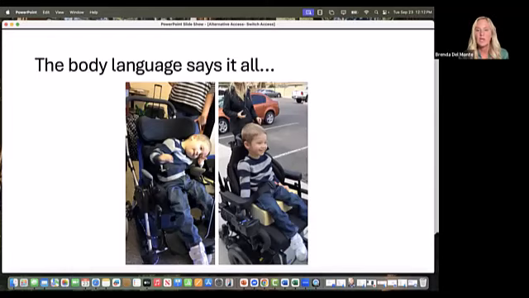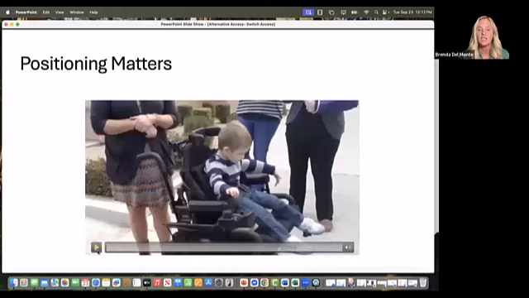Same kid, same day. I mean, he has a strap across his chest, guys, and still isn't holding his head up. And his tone, look at his legs sticking straight out. And now when we've got him in a better position, he was able to drive his power chair for the first time. And I'll show you that in action here.